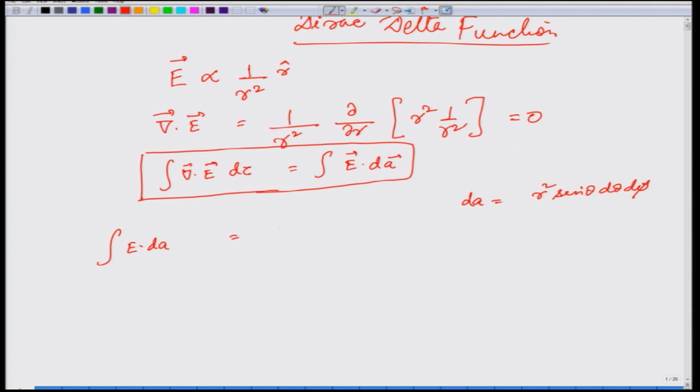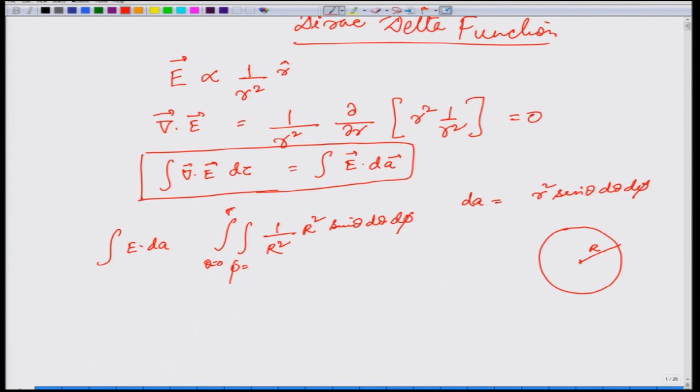So E dot dA will become something like this, and we are calculating at radius r. The radius of the sphere is r. So it will come out to be 1 by r square into r square sin theta d theta d phi, where the integration runs over, since I have already taken the value r, theta from 0 to pi and phi from 0 to 2 pi, and we will get 4 pi.